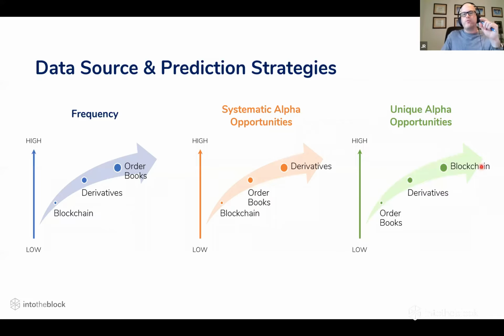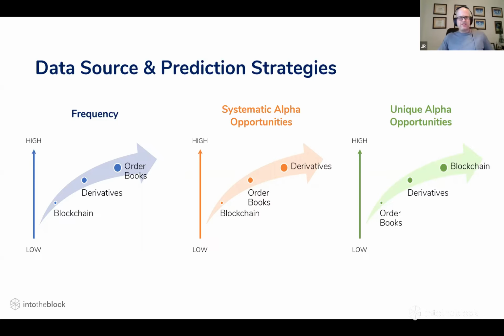But if you're looking for very unique alpha opportunities, something that is very specific to crypto, like one event, the Bitcoin halving, a transfer to an exchange, an Ethereum transfer last week, then blockchain data sets offer the best bet. Derivatives second, and order books tend to be the most efficient. And a portfolio of predictions is a combination of all of them, right? There is no one way that works, but this is a methodology that we find useful when we think about this problem.